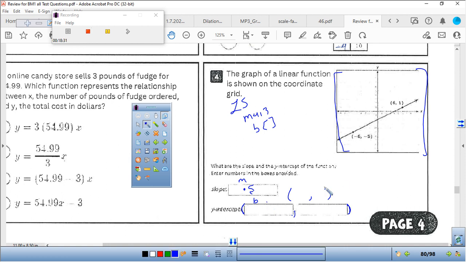So if you put a negative 2 here, which a lot of people do, it's going to be wrong. You're saying, hey, where does my line cross the y-axis? And it crosses it at the coordinate 0, negative 2. So this goes to 0 and negative 2. Hopefully that makes sense.